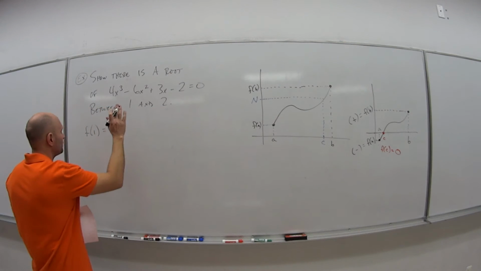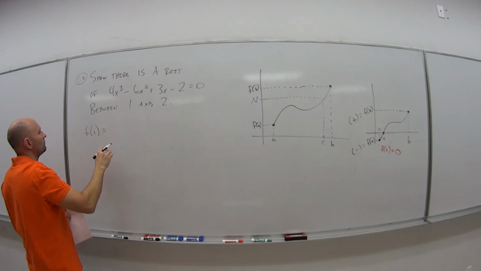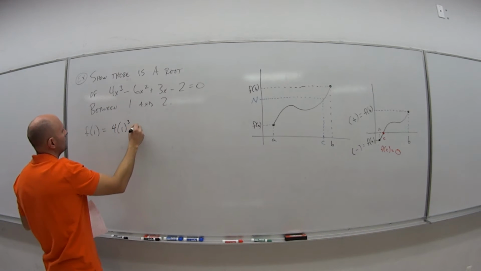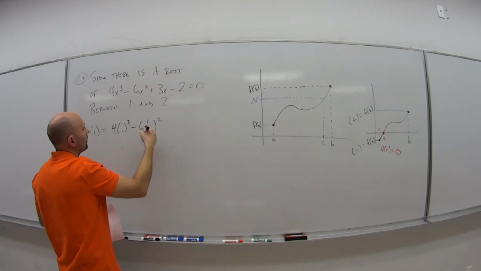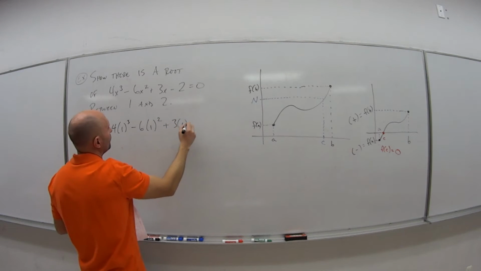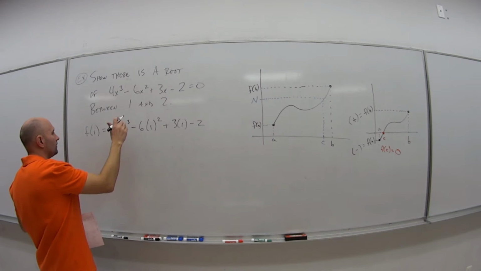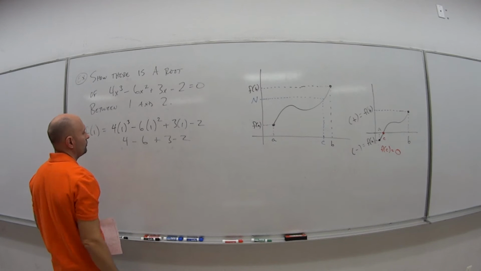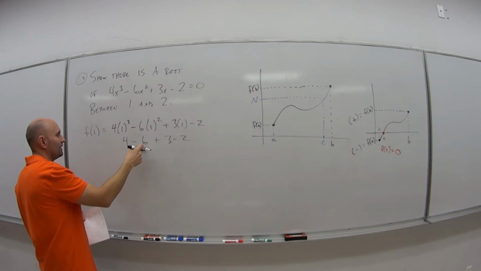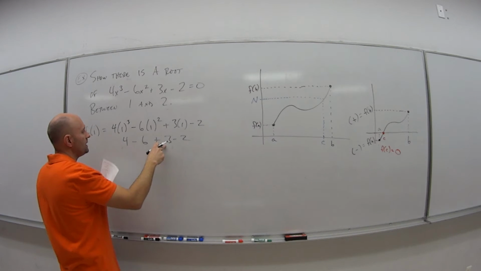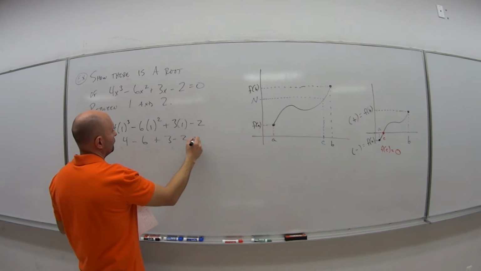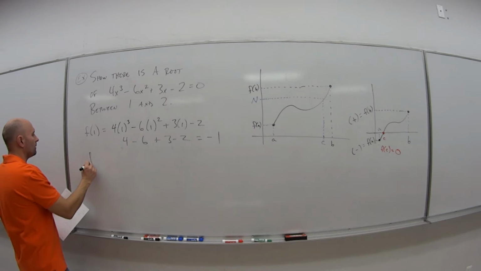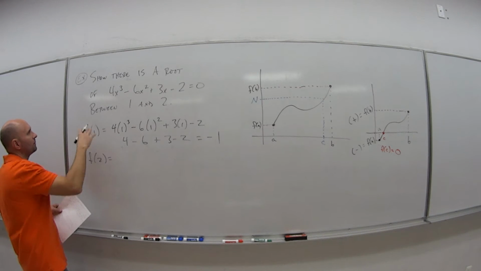So all you're doing is plugging in 1, plugging in 2 into the function. So f of 1 is what? It's 4 times 1 to the third minus 6 times 1 squared plus 3 times 1 minus 2. So this is 4 minus 6 plus 3 minus 2. So that's what? 4 minus 6, negative 2, plus 3, positive 1, minus 2, negative 1. How about f of 2? Same thing, just plug it in.